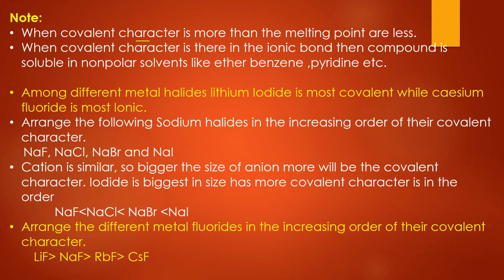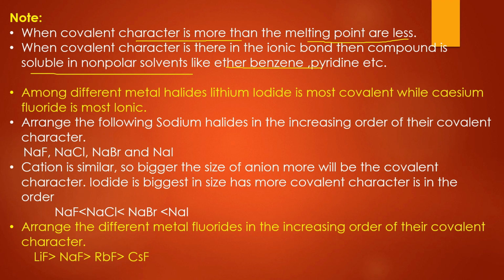Whenever covalent character is more, then the melting point is less. We know that ionic compounds have more boiling point and covalent compounds have less boiling point. So if covalent character is introduced, then the melting point becomes less. When covalent character is there, then the compounds are soluble in non-polar solvents, because we know that polar compounds dissolve in polar solvent, and covalent compounds, that is the non-polar compounds, dissolve in non-polar solvents like ether, benzene, etc.